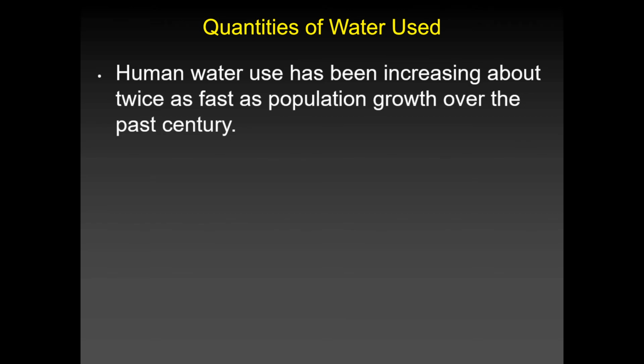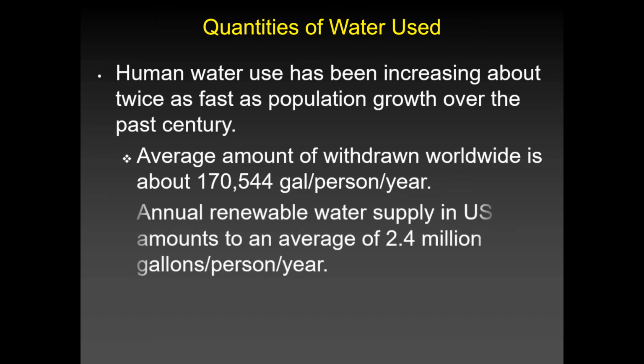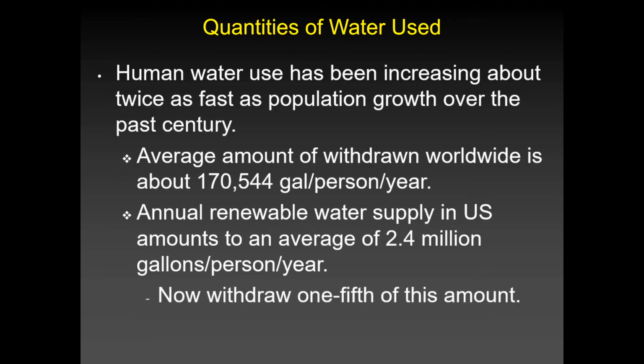Human water use has been increasing about twice as fast as population growth over the past century. The average amount withdrawn worldwide is around 170,544 gallons per person per year. Annual renewable water supply in the U.S. amounts to an average of 2.4 million gallons per person per year. Now withdrawal is 1/5 of this amount.